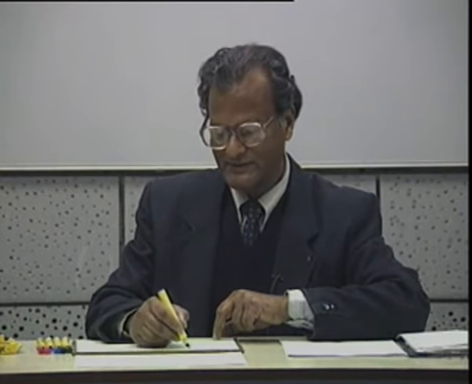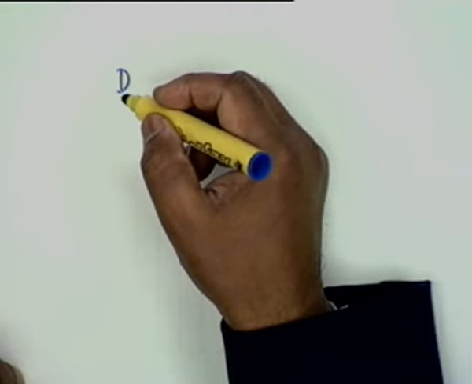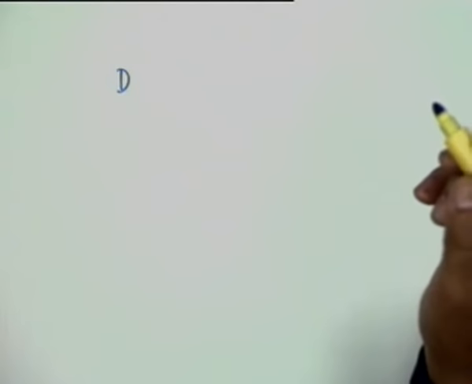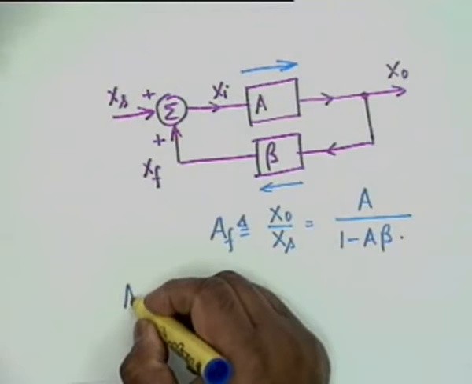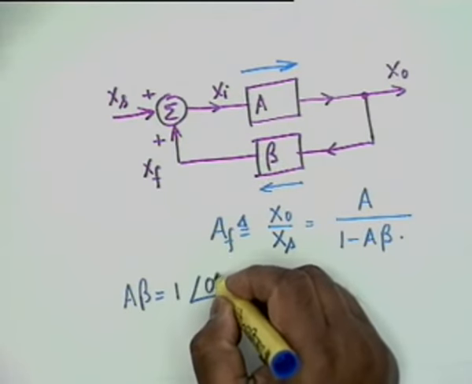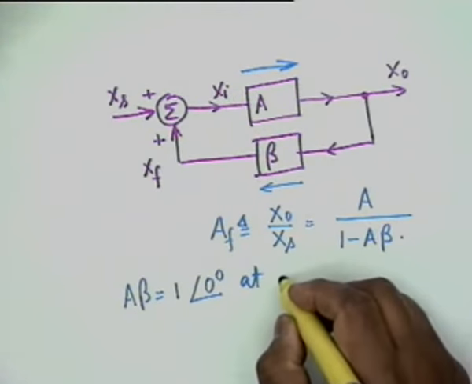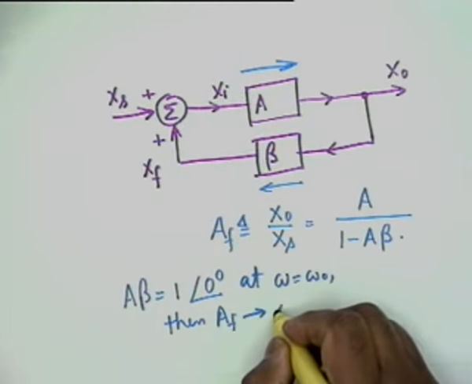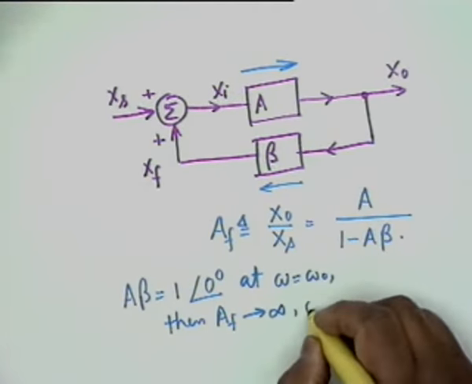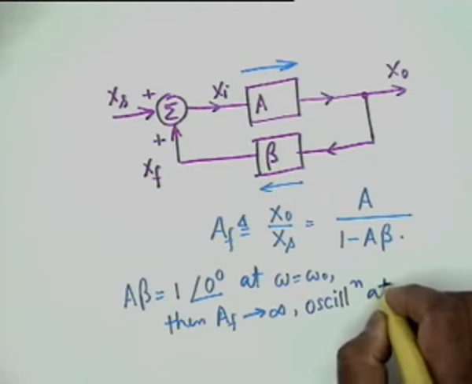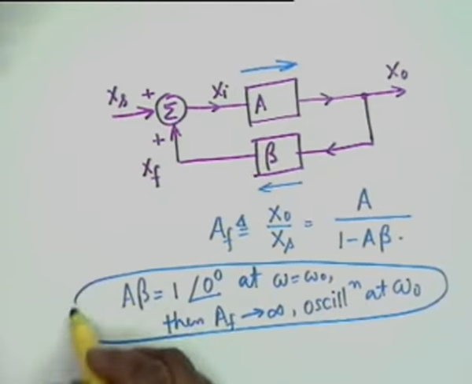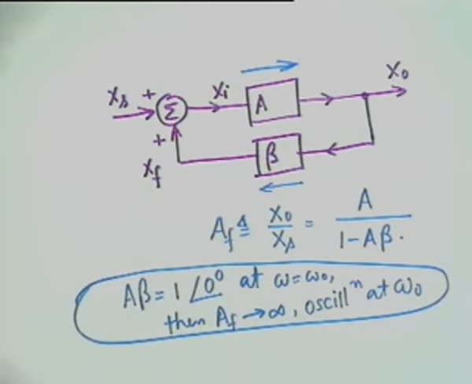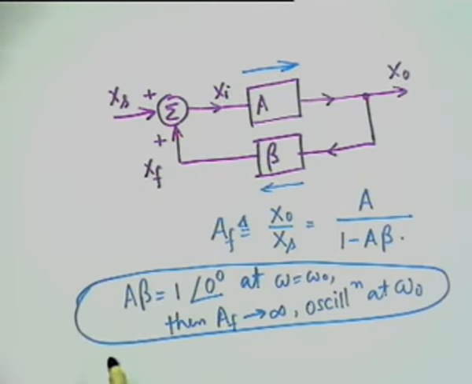One of the good effects of negative feedback is desensitization. What was the Barkhausen criterion? The Barkhausen criterion was that if A beta is equal to 1 at 0 degrees at some frequency, omega equal to omega 0, then AF tends to infinity and the circuit oscillates at the frequency omega 0. The criterion is simply A beta equal to 1 at 0 degrees. This is the criterion for oscillations at the frequency at which this occurs.